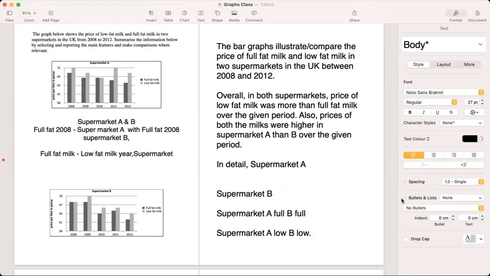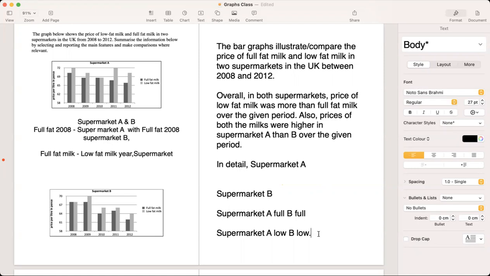Sir, in the first introduction, do we have to mention a unit? No, not necessary. I would say it's a wastage of time and wastage of space because you're going to write it when you write the body paragraphs. So why waste time? I don't do it. Okay, sir.